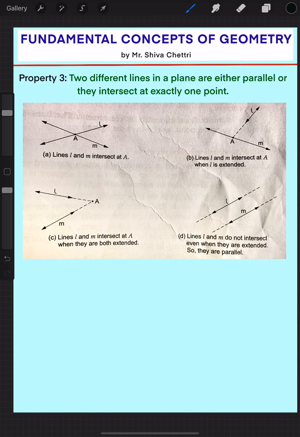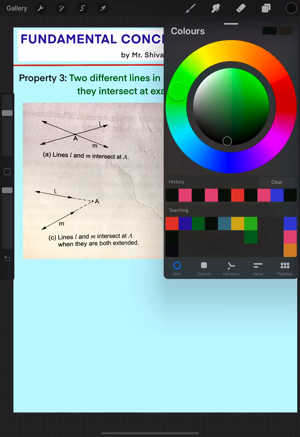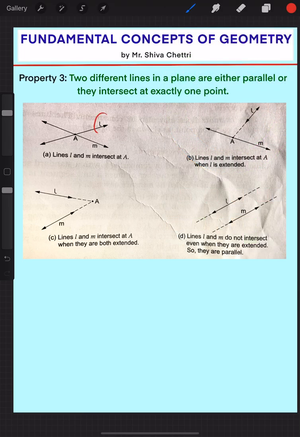That means suppose there are two lines, here we have L and M. There are two lines, but these two lines can have two roles. Either they intersect each other or they will be parallel to each other. So that is the concept. So here in case 1, L and M intersect at A.